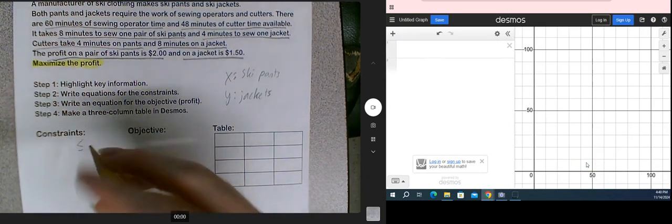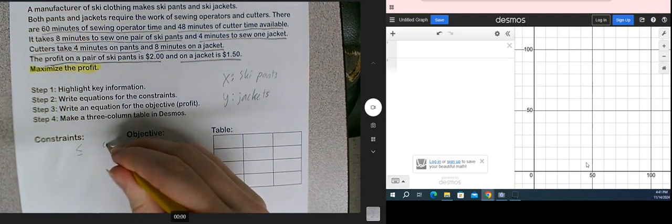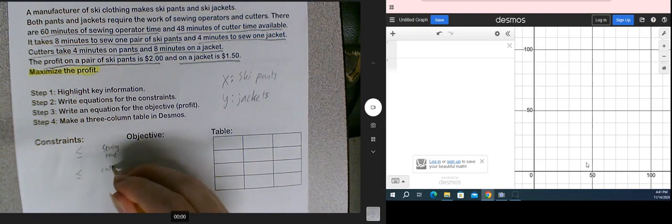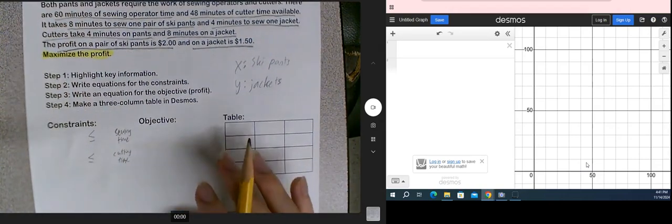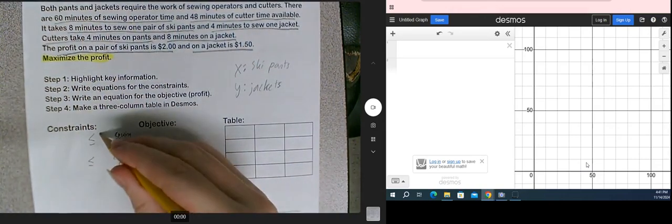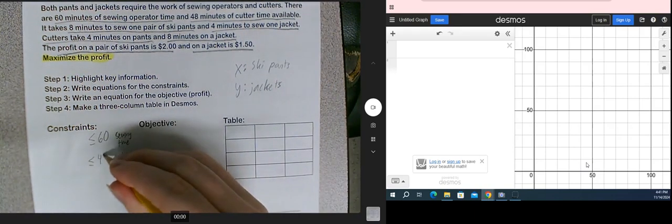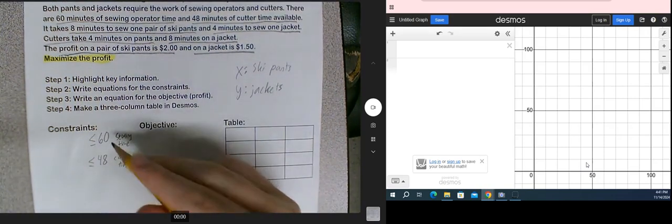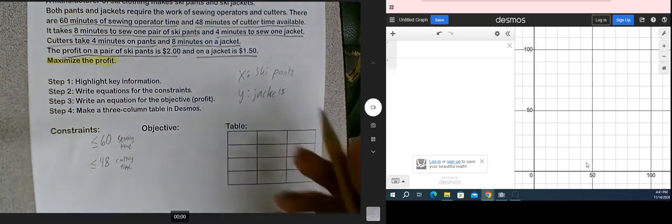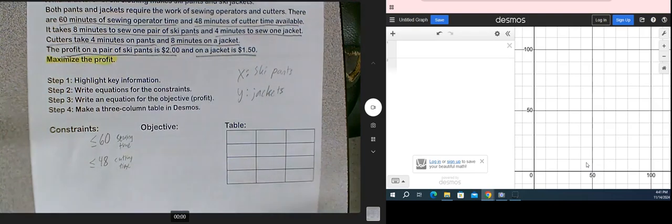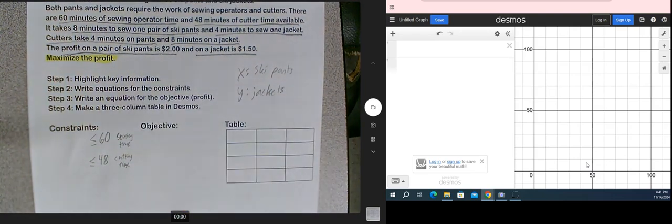So my first constraint is just going to be on sewing time. And my second one is just going to be on cutting time. So the total amount of sewing time that we have available is 60 minutes. So that's going to be over here. And in cutting time, it's 48 minutes. So that's the hardest part, is identifying what are your totals. Total available sewing time is 60 minutes. Total available cutting time is 48 minutes. That's what goes on the right side of the constraint equations.